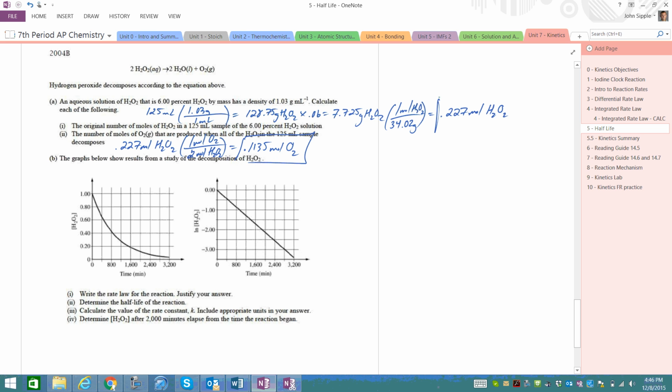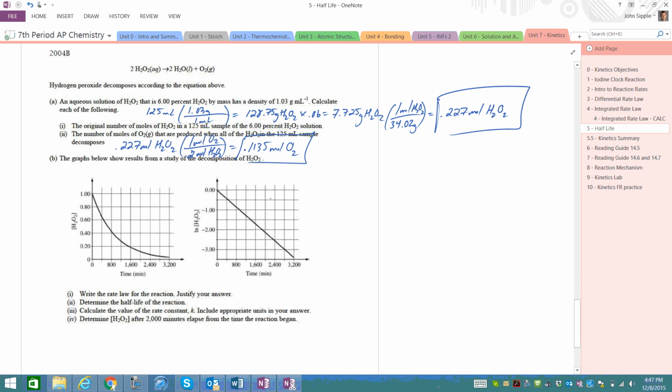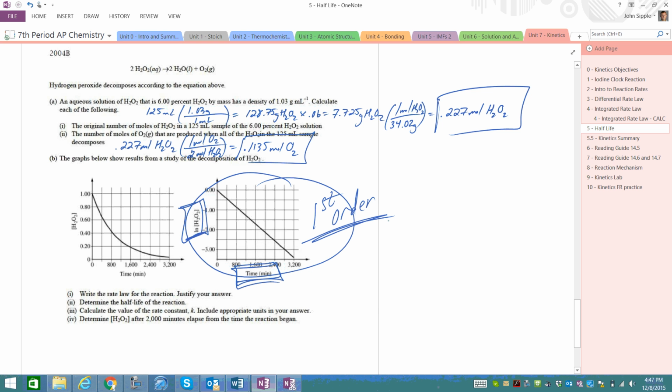All right, great. On to the half-life problem. So we've got decomposition of hydrogen peroxide here, and we've got 2 graphs. This graph is curved, that graph is straight, right? This is what we want. And look, we've got the ln of H2O2 versus time. Ln of H2O2 versus time, guess what? That's first order.